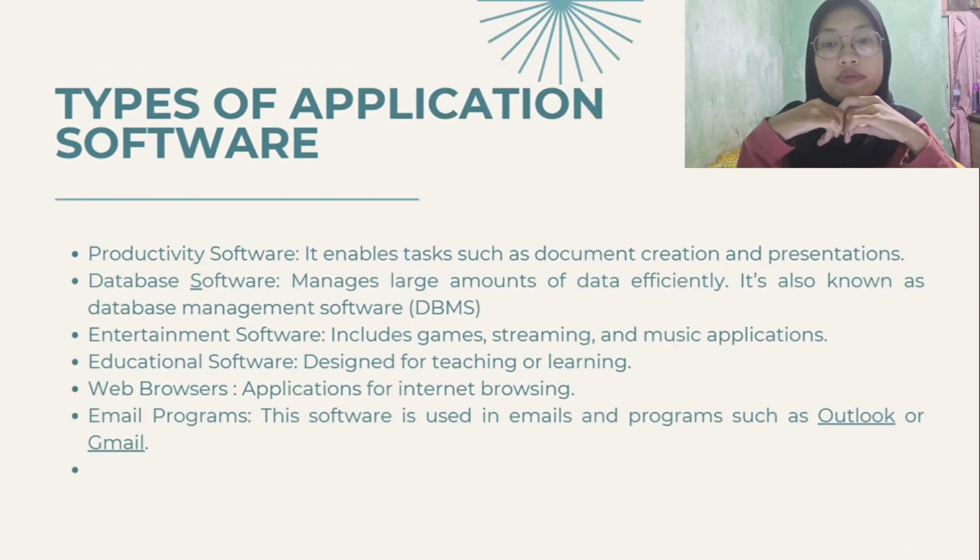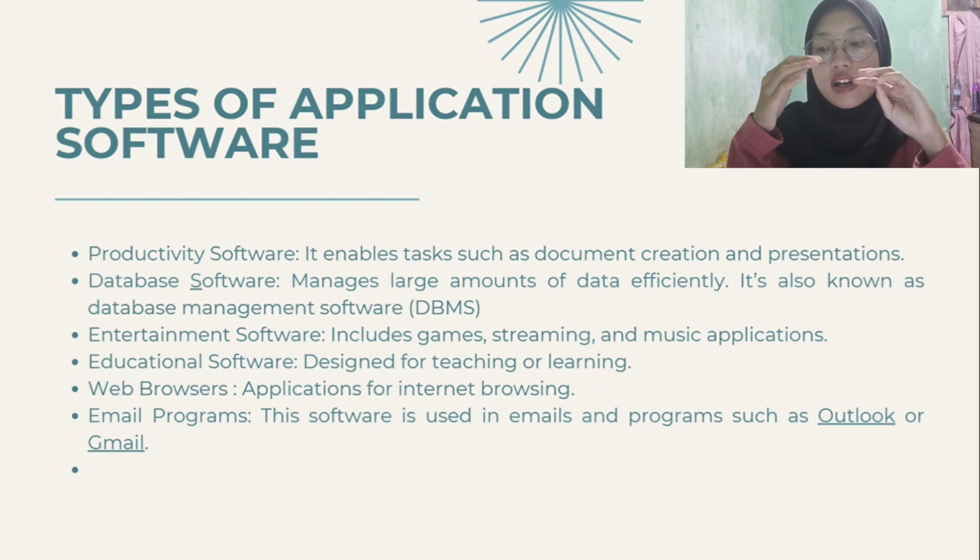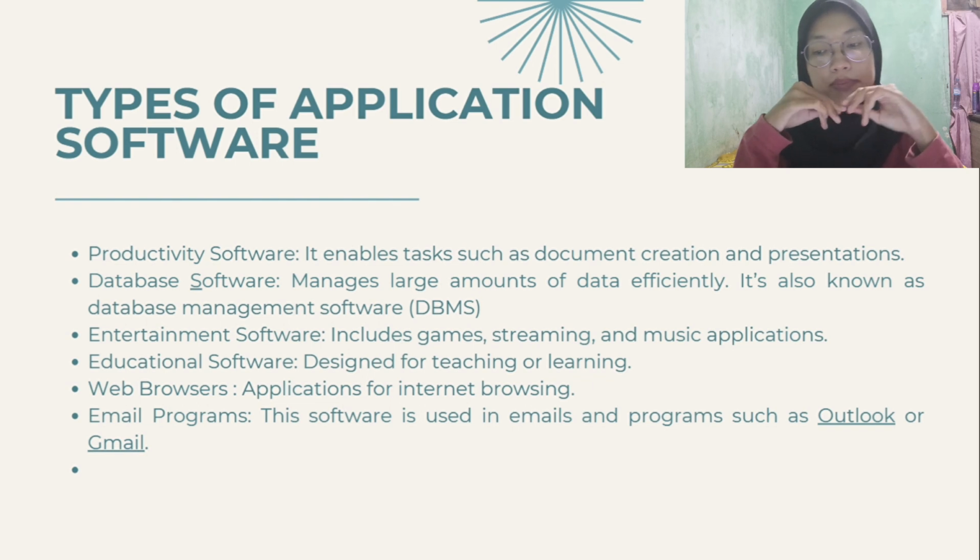There are various types of application software. The first one is productivity software. It enables tasks such as document creation and presentation. Second is database software. Third, entertainment software. Then educational software, web browsers, and email programs.